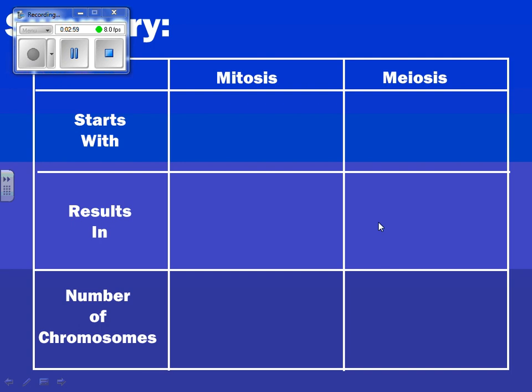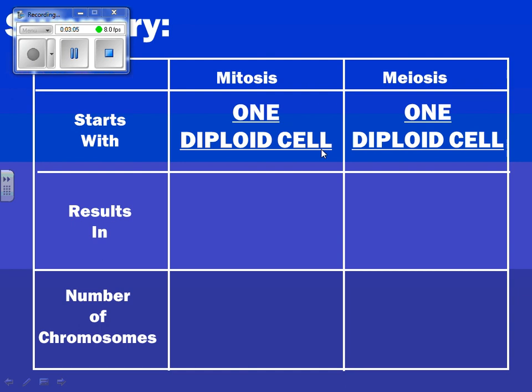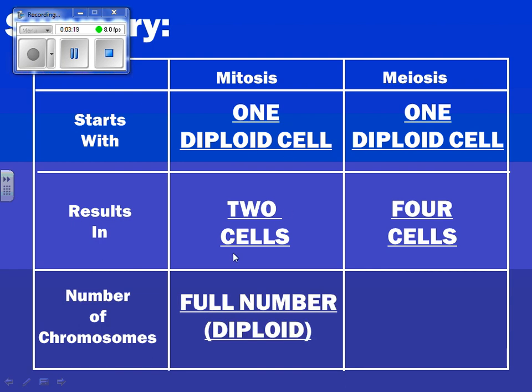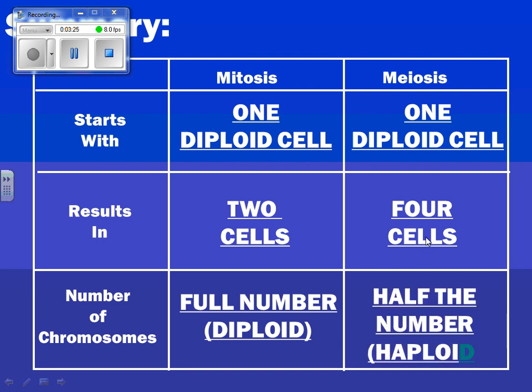Now we're all set. So if we look at the differences between mitosis and meiosis, we're still going to start with one diploid cell, a full set of chromosomes. But in mitosis, we end with 2 cells. In meiosis, we end with 4. The number of chromosomes is where it's different, because in mitosis, we're making body cells. We're making cells that are identical to one another and that are diploid, that have a full set. In meiosis, we're making cells that are haploid, that are half.